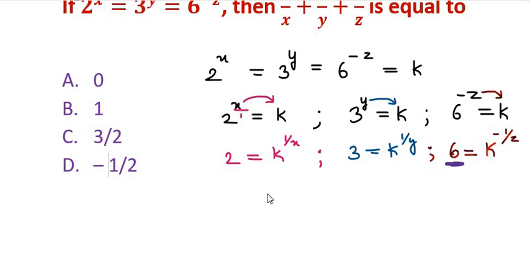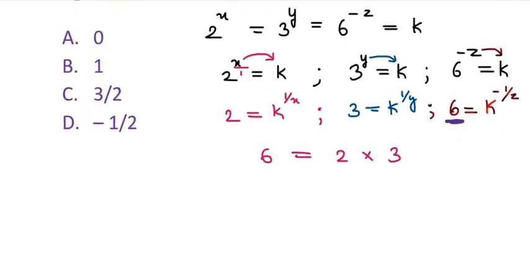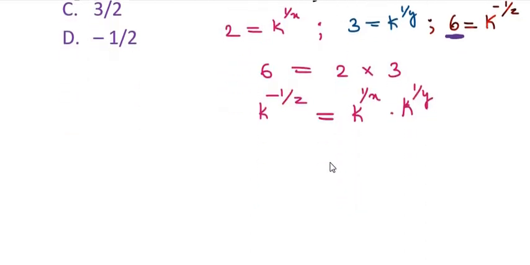Now let me concentrate on this 6. I can write 6 as 2 times 3, because 2 times 3 is 6. Substitute in each place the values of k which I have got. So in place of 6, I'm going to write k to the power of negative 1 over z equals. In place of 2, I'm going to write k to the power of 1 over x times, and 3 I can write as k to the power of 1 over y. So let me write the left hand side the same way, k to the power of minus 1 over z equals.